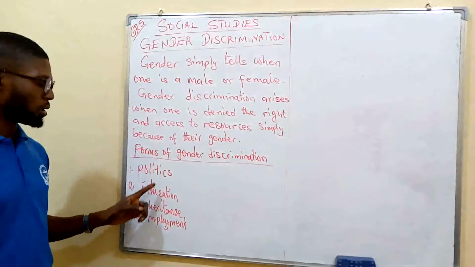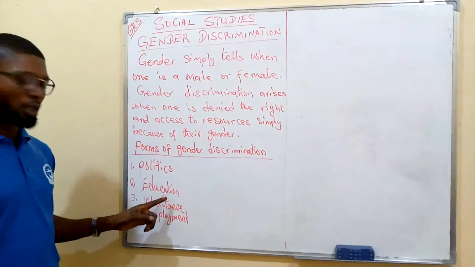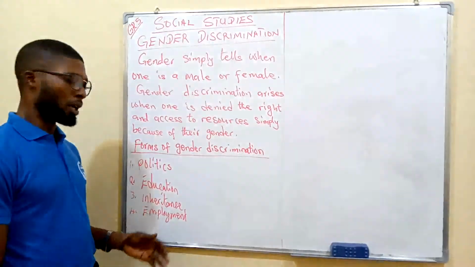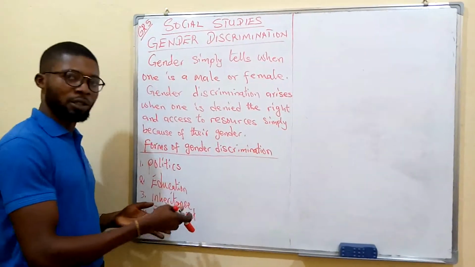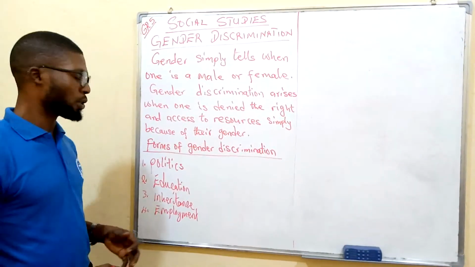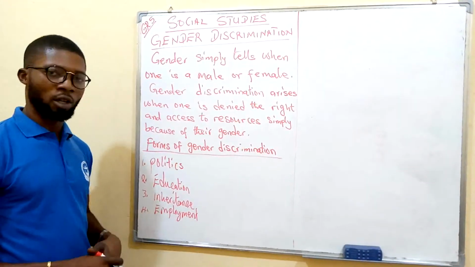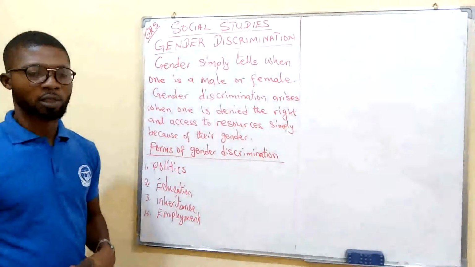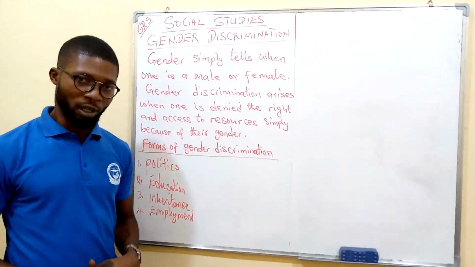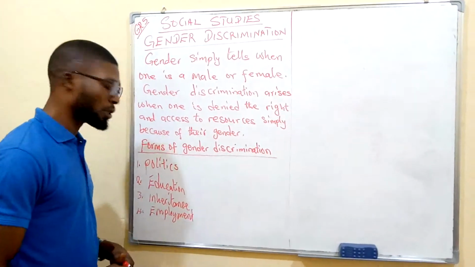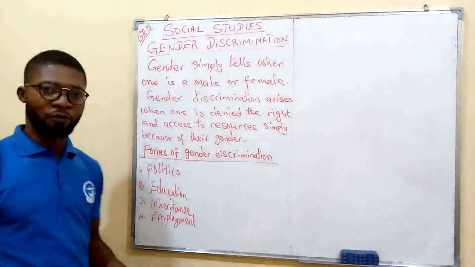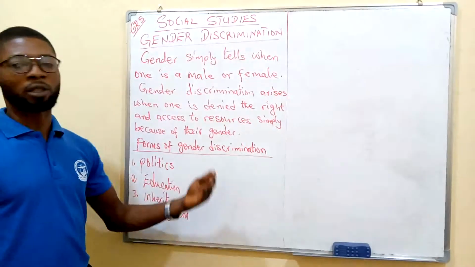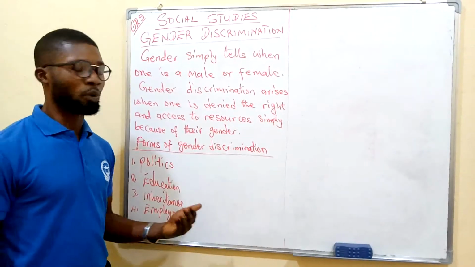So we have number 1, politics. Number 2, education. Number 3, inheritance. Number 4, employment. Now, in all of this, gender discrimination tends to occur in our various societies. Beginning from politics, in most of our societies, taking Nigeria as a case study, most females are not allowed to participate or contest for very important positions.